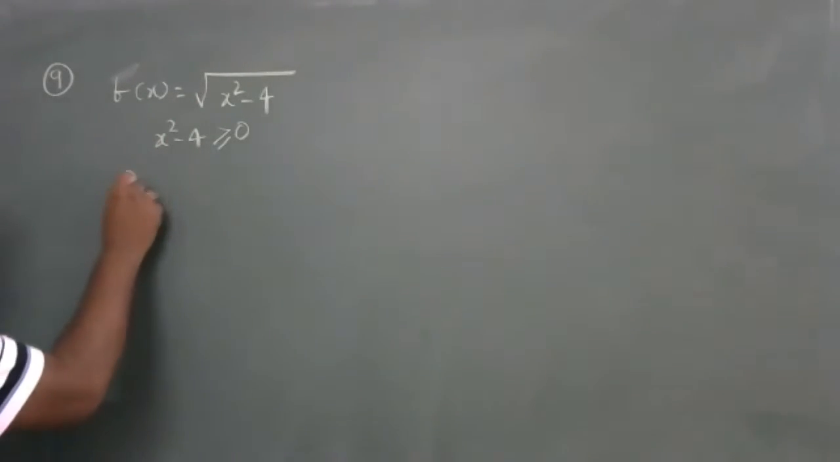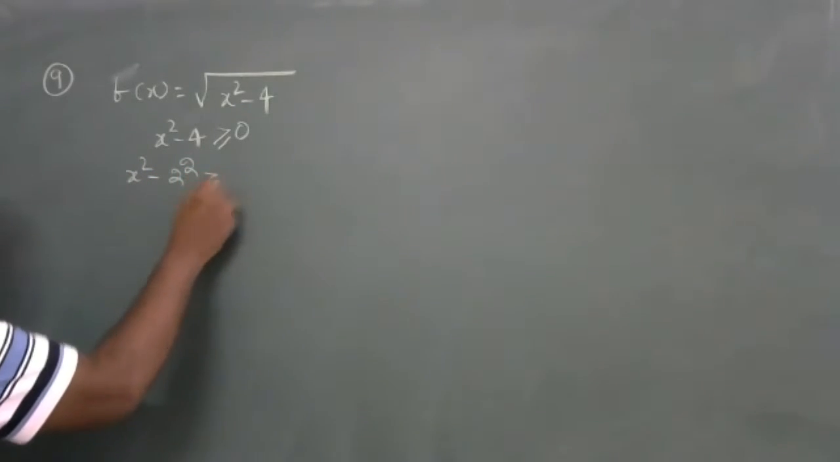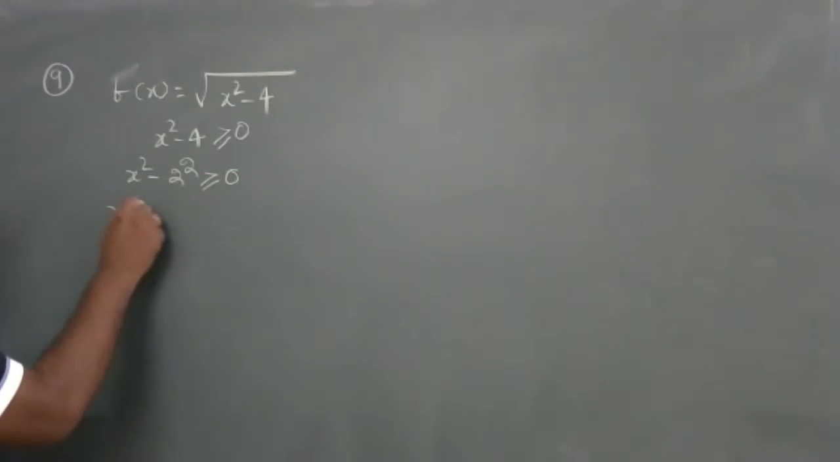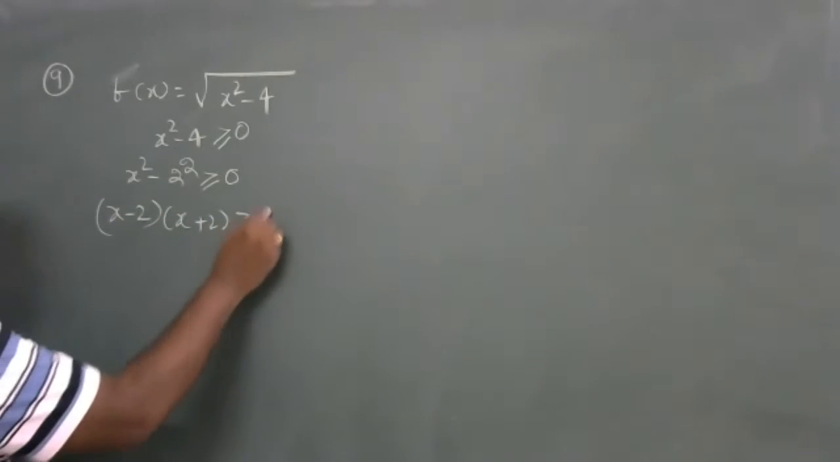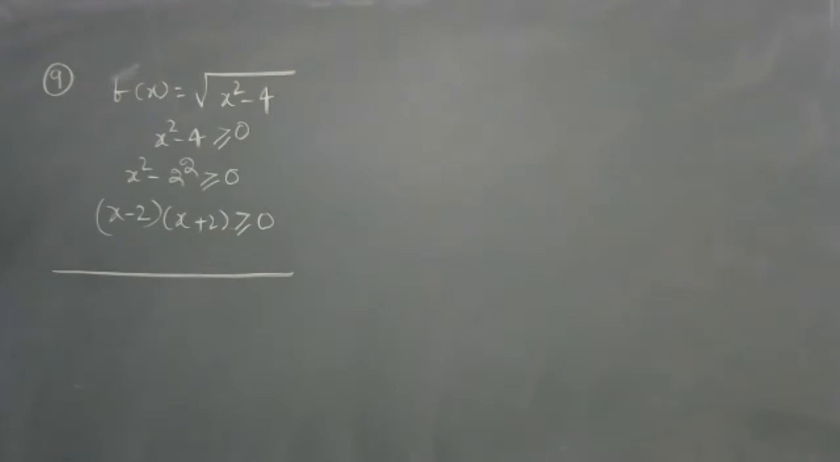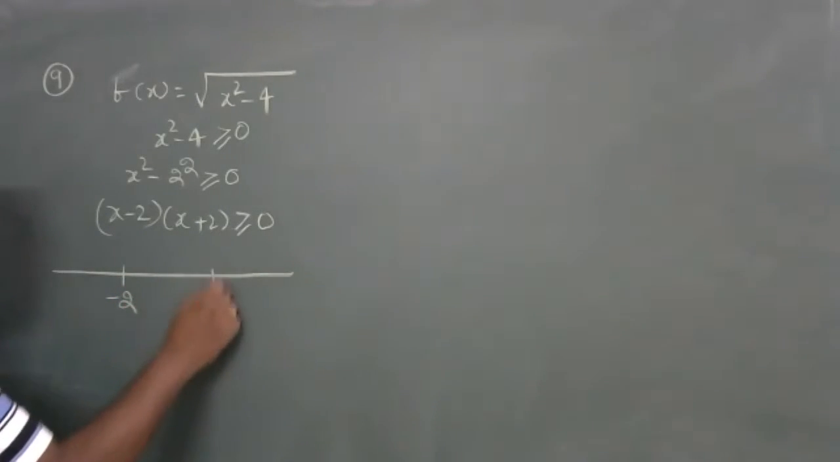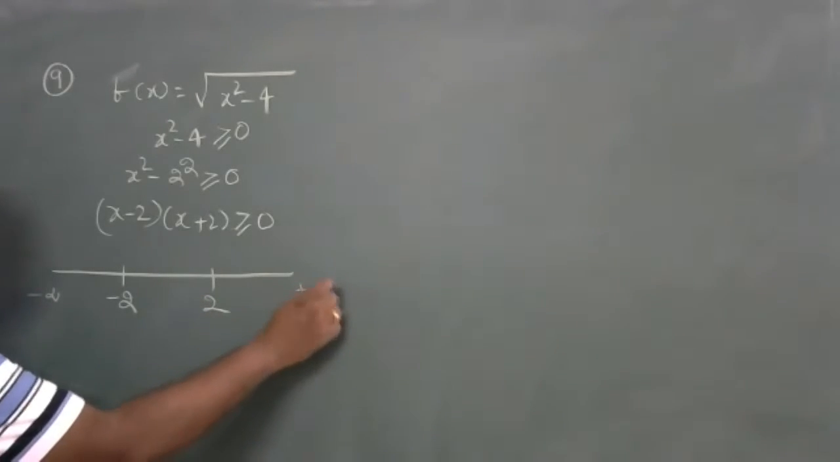And you know how to do this: x square minus 4. 4 you can write as 2 square. That is greater than or equal to 0. Now x minus 2 into x plus 2 is greater than or equal to 0. You are going to use the quadratic inequality concept: one point is minus 2 and another is plus 2, from minus infinity to plus infinity.